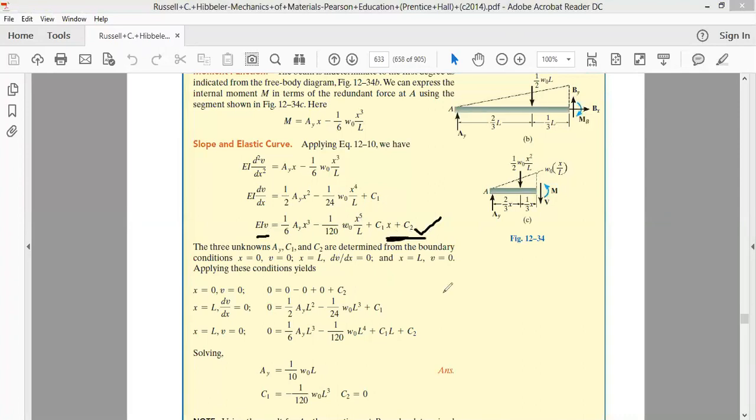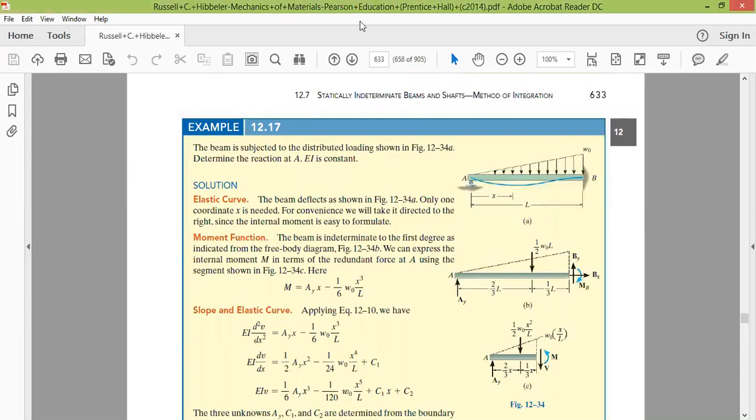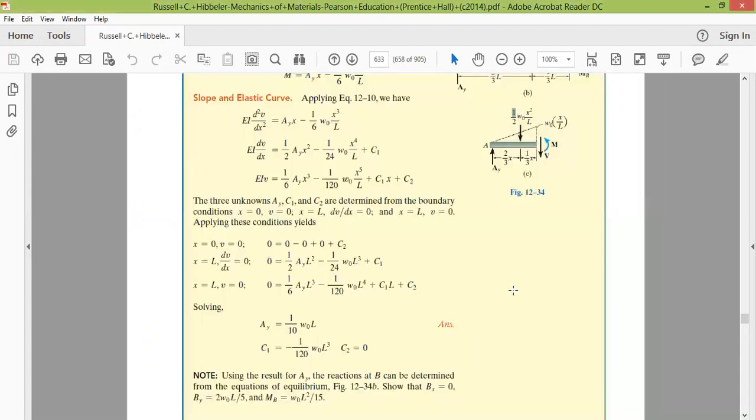Okay, now in order to find the values of c1 and c2, we should know the boundary conditions. The boundary conditions that we have in this case are: at this end A, at x is equal to 0, the value of our deflection is 0. And at x is equal to L, again the value of the deflection is 0. The beam does not deflect at the supports. Okay, so we'll apply these equations here.